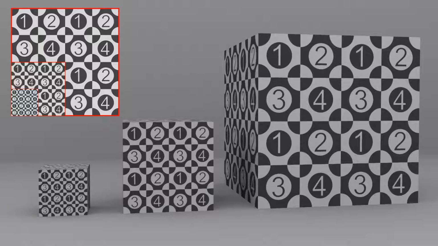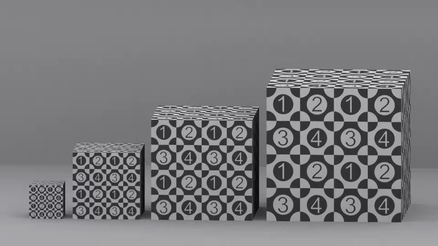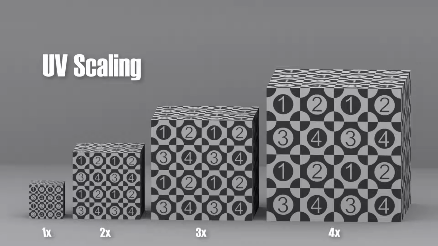The first texture is still 512 by 512, but the next texture is now 1024 by 1024, and the last has been changed to 2048 by 2048 pixels. Now the other factor that controls texel density is UV scaling. In this image, we see 4 cubes increasing in size from 100 to 400%.